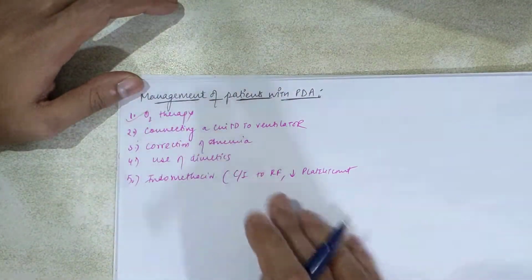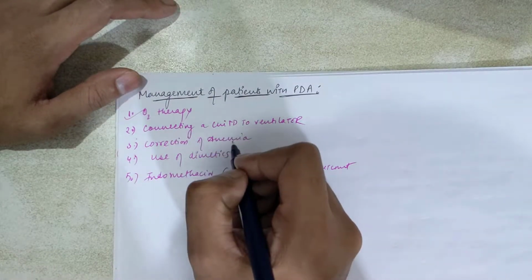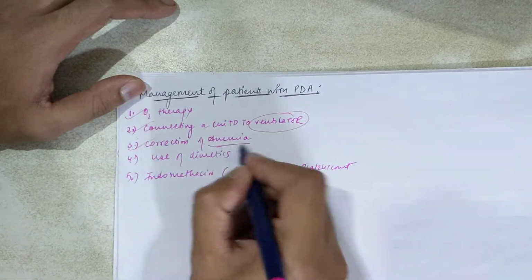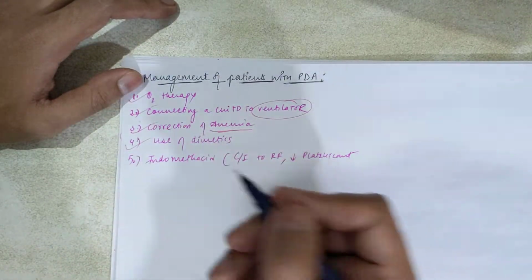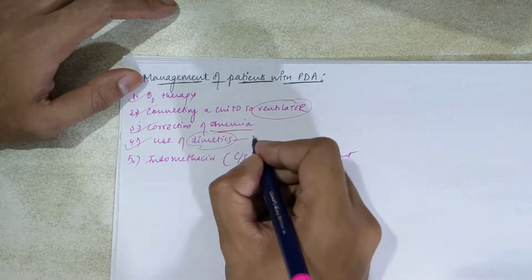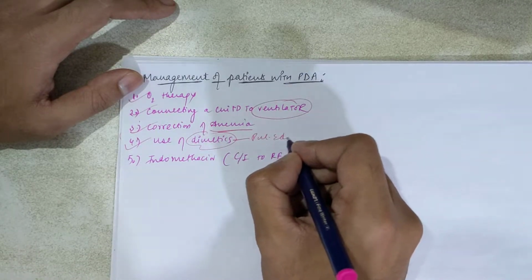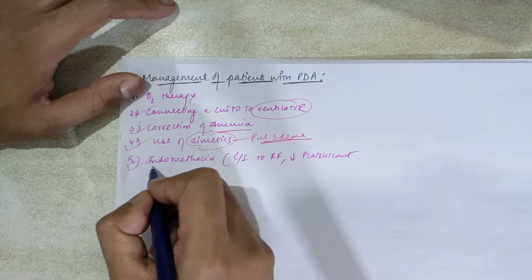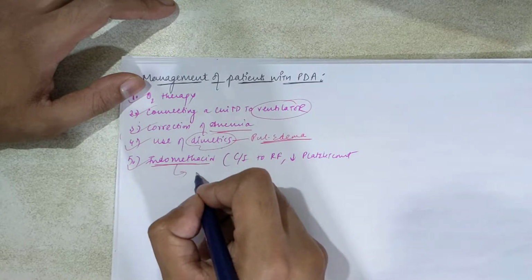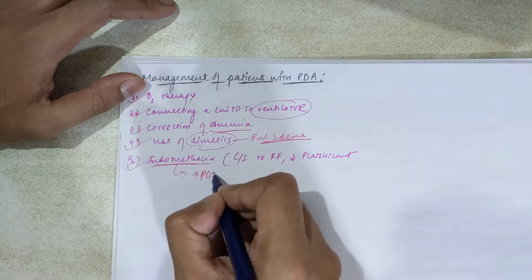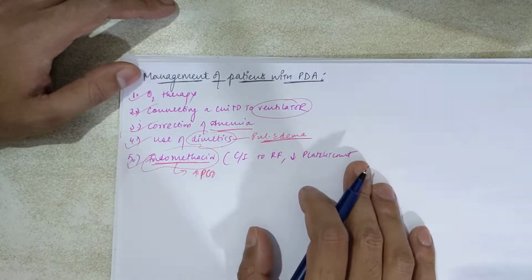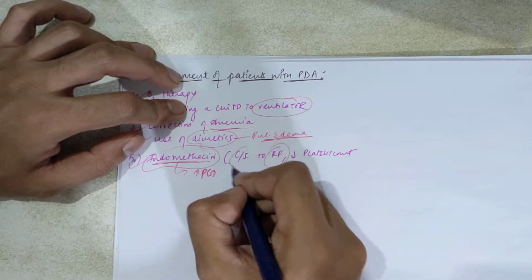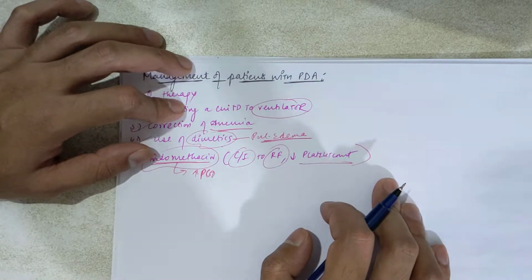We give oxygen therapy due to low oxygen level, connecting the child to a ventilator firstly. Secondly, we will correct anemia due to loss of blood in the organs. We will use diuretics to decrease the pulmonary edema. This is a medication. And indomethacin we will give to decrease the level of prostaglandins. Indomethacin is given as a drug, but it is not given to a patient with renal failure. It's contraindicated, and also in patients who have a decreased platelet count.